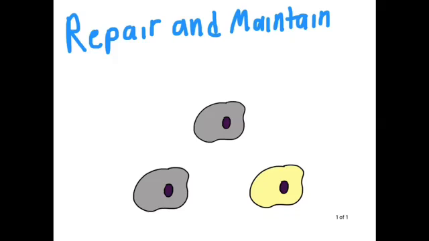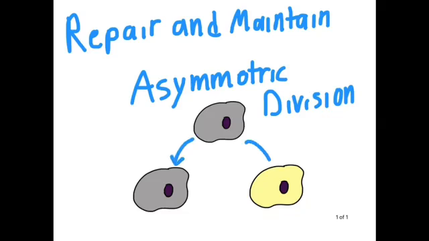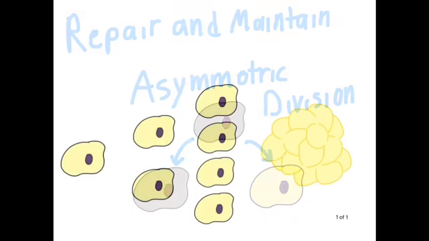But in your body, you have a limited number of adult stem cells available. In order for the number of adult stem cells to remain the same, they undergo asymmetric division, which is when a stem cell divides into one identical daughter cell and one differentiated cell called a progenitor cell.